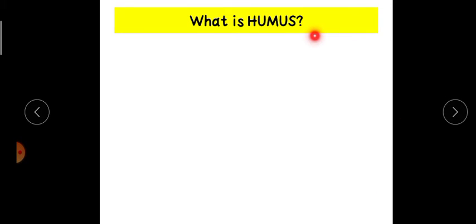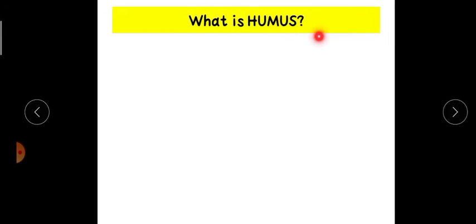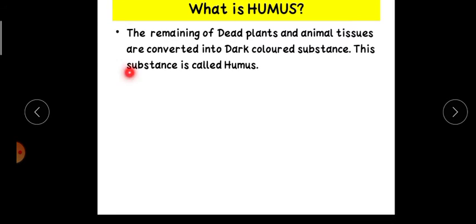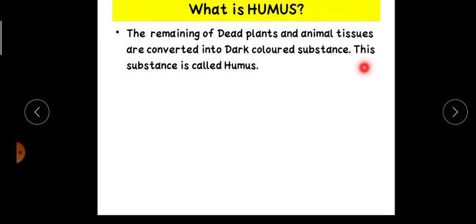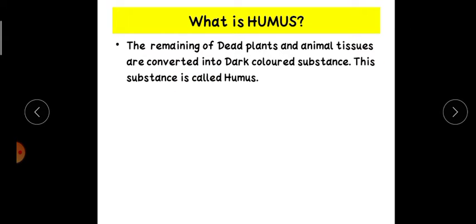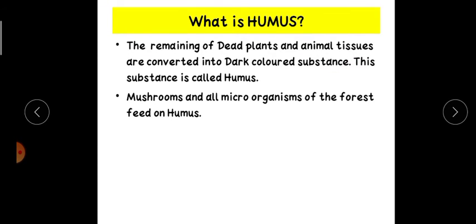Now children, let us know what is humus. Do you know the meaning of humus? The dead remains of plant and animal tissues are converted into a dark colored substance. This substance is called humus. Humus is nothing but the remains of dead plants and animals, converted into a very dark colored substance.